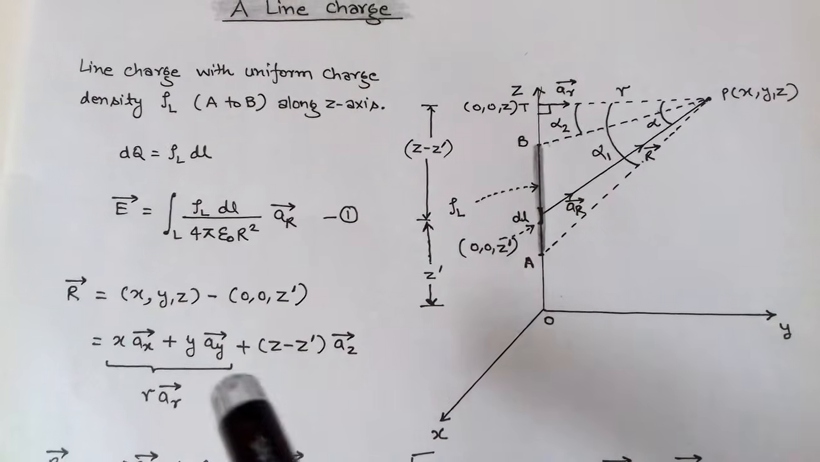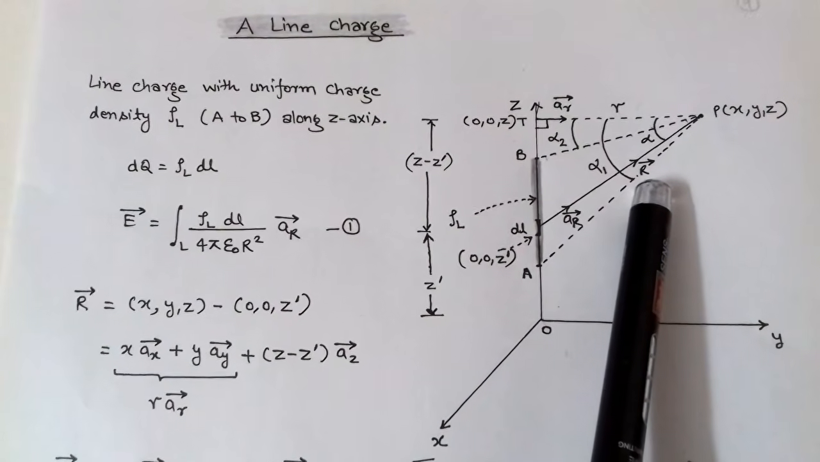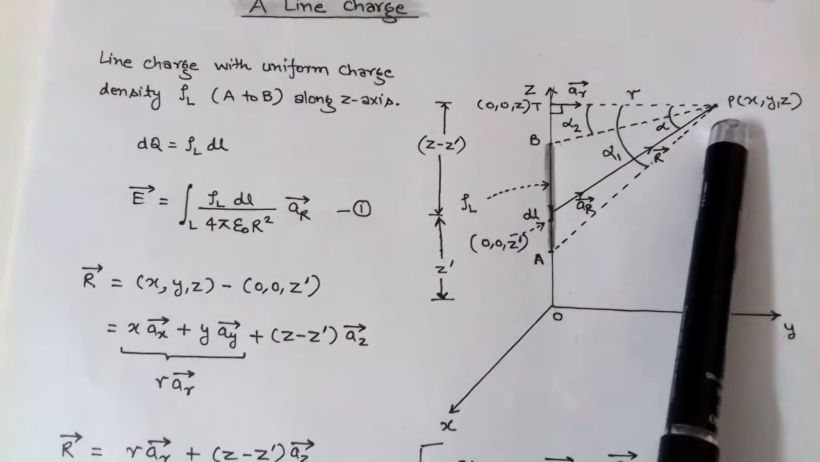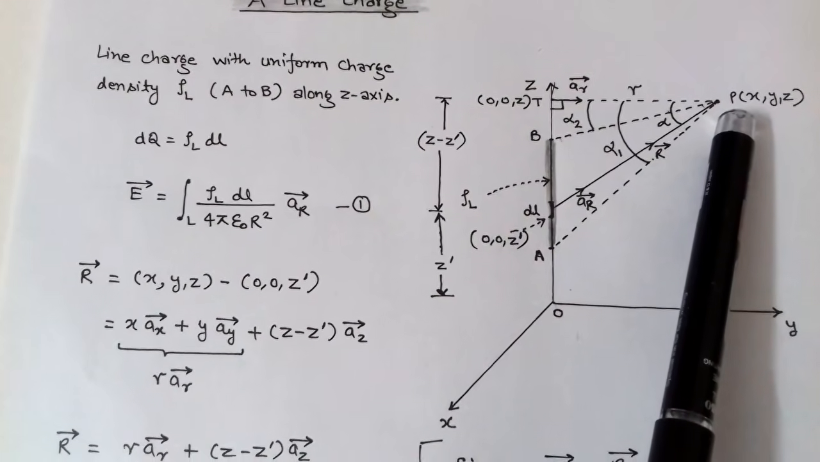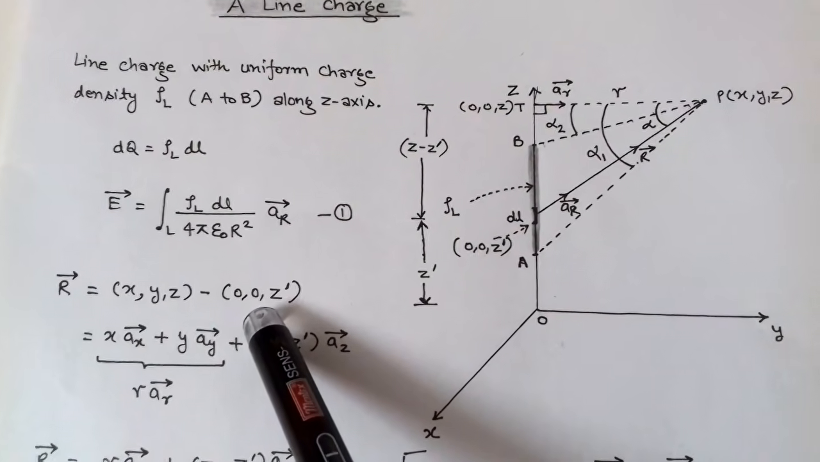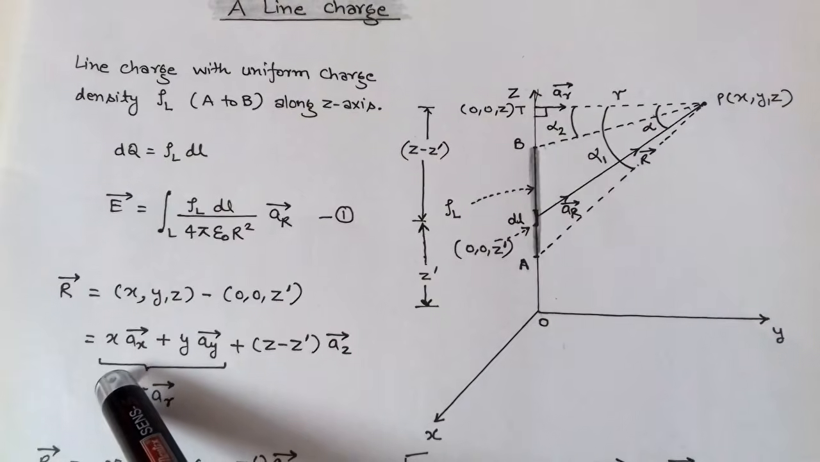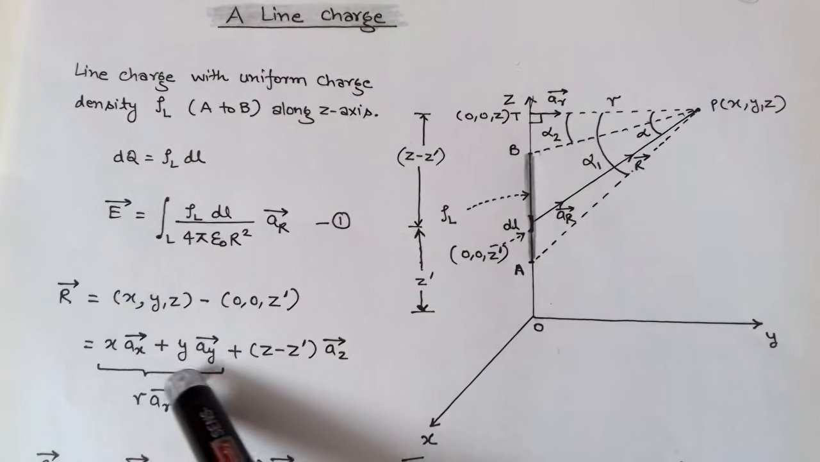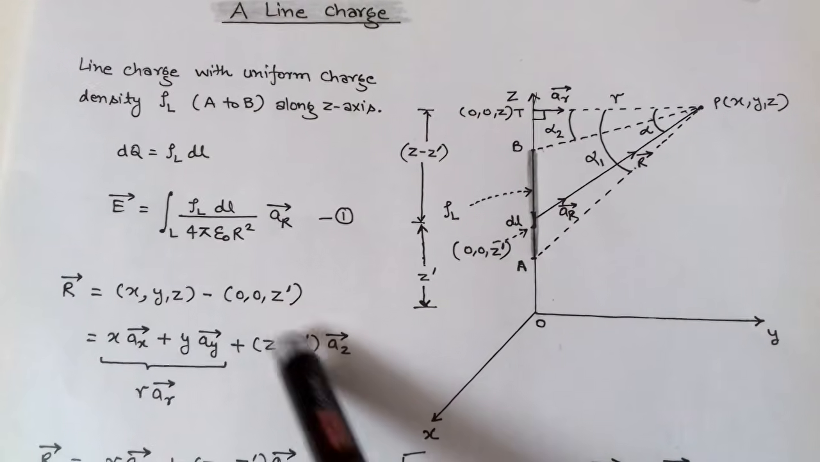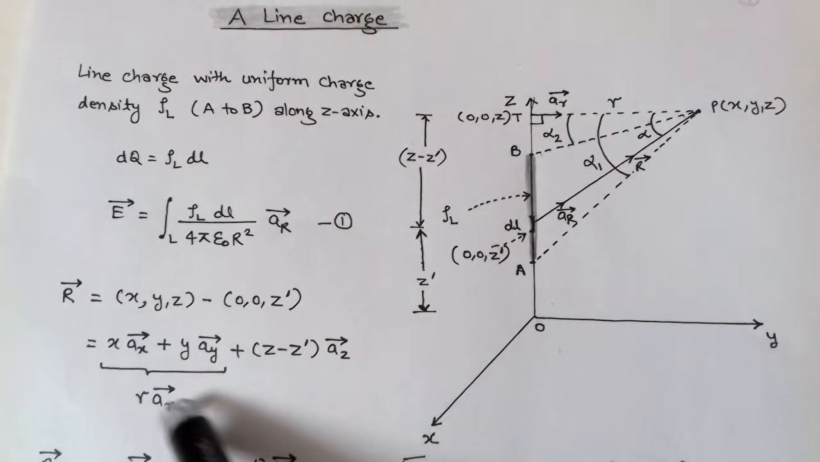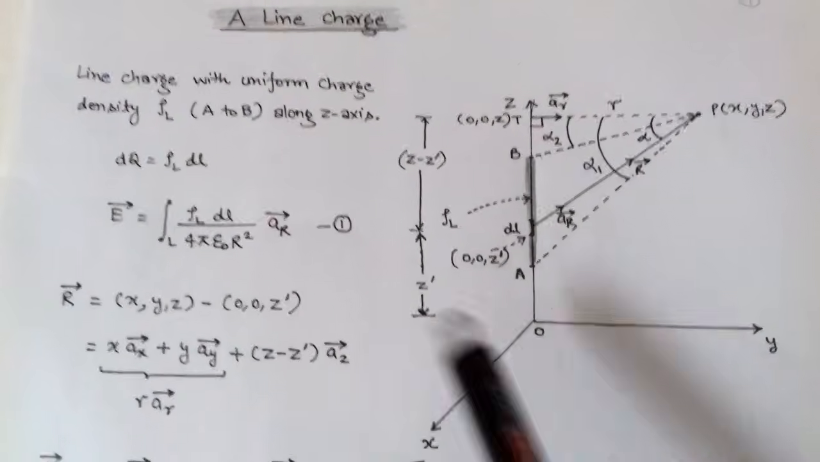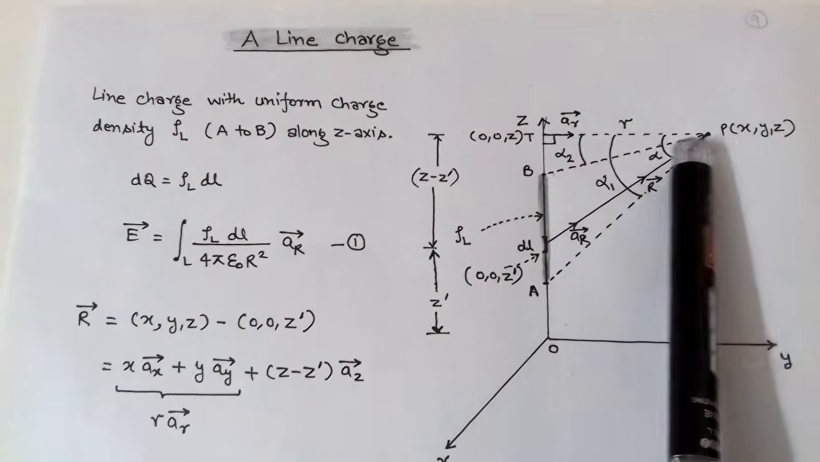Now we see that this position vector R is equal to xyz minus 0 0 z dash, or in terms of vector we can also write it as x unit vector x plus y unit vector y plus z minus z dash unit vector z. Now in place of this x unit vector x plus y unit vector y, we can write r unit vector r. So where did this come from?